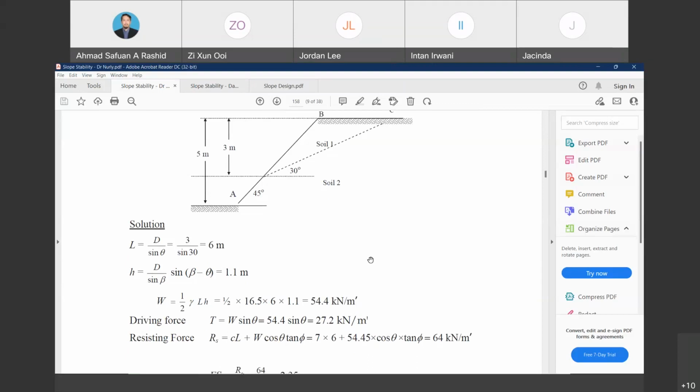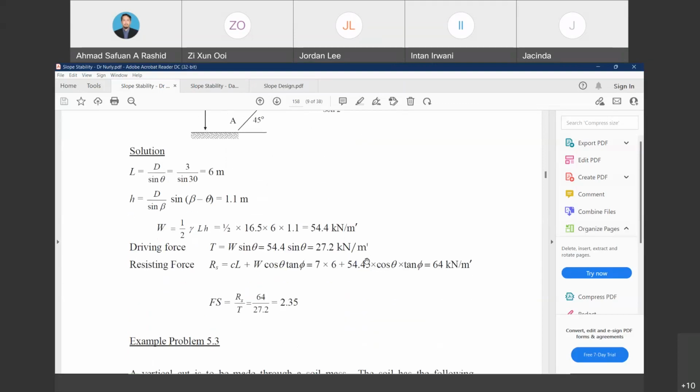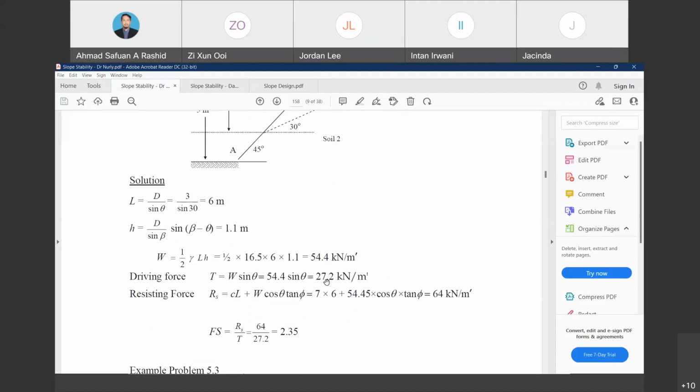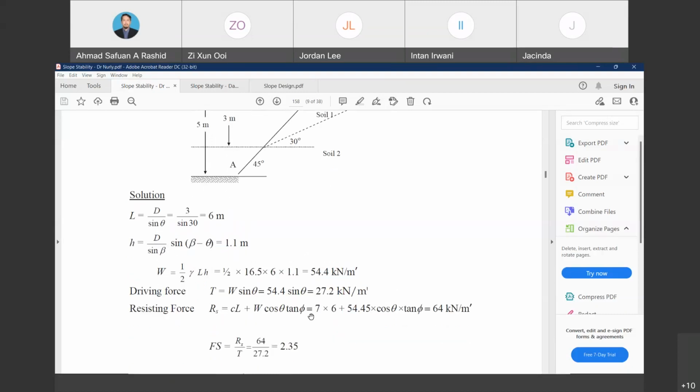I will explain later, using Dr. Kamarudin's example, how to determine the width of this block of soil. Then the driving force is equal to 27.2, while the resisting force based on the equation is equal to 64. So the factor of safety is 64 over 27.2, which is the value for the stability of this slope, 2.35. So this is a straightforward calculation, where we determine the factor of safety by using the resisting force over the driving force formula.